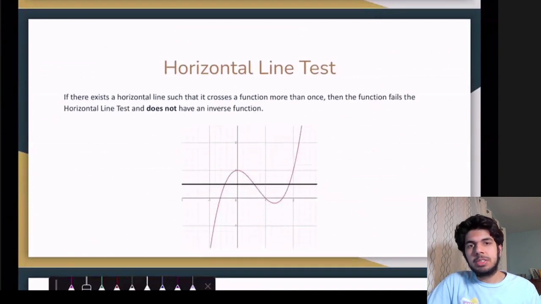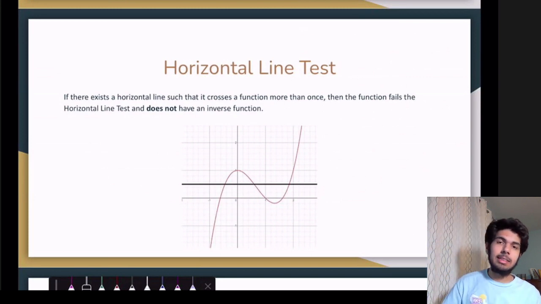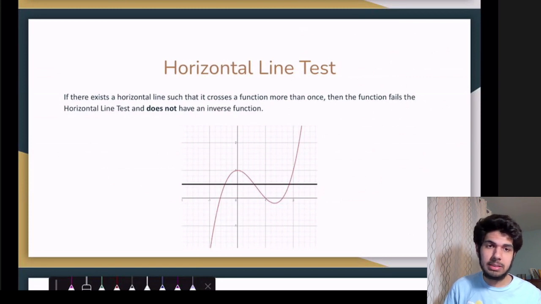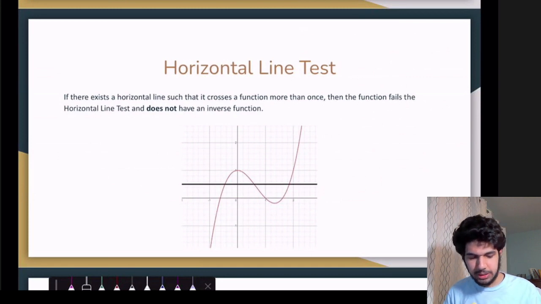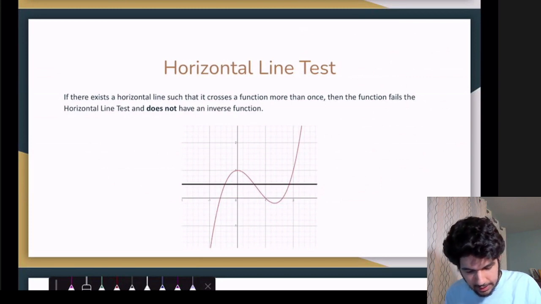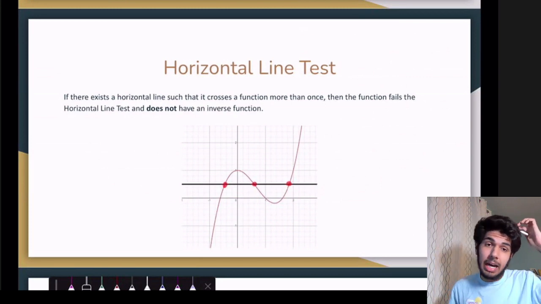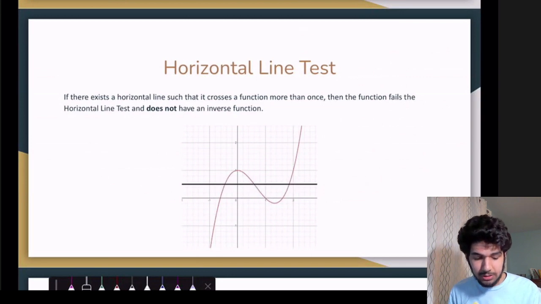We also should be familiar with something called the horizontal line test. And this says that if there exists a horizontal line such that it crosses a function more than once, then the function fails the horizontal line test, and that function does not have an inverse function. So we got this cubic looking function down here in red, and we have this black horizontal line, and we see that it intersects the function 1, 2, 3 times, which is more than once. So this function does not have an inverse because it fails the horizontal line test.